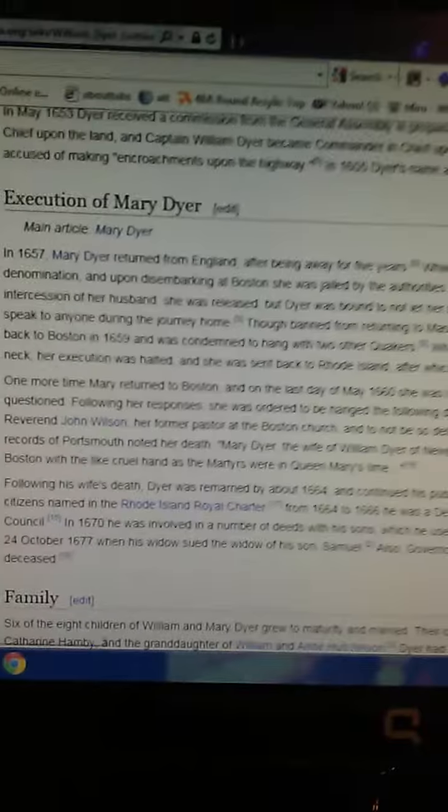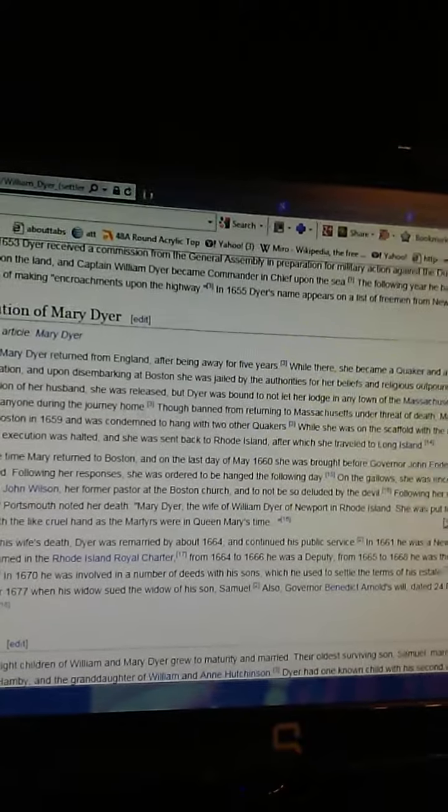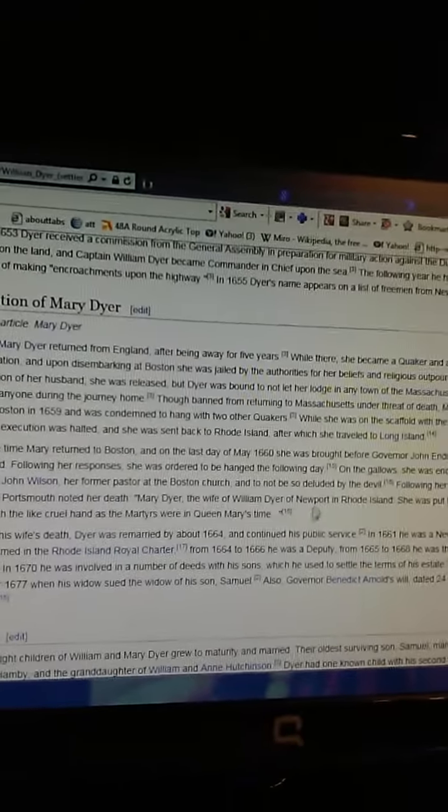But the interesting thing is I've read this article before, not directly related to my family, but I was reading about Puritans or something like that. And I'm pretty sure that his wife became a religious extremist and they ended up executing her. And let's see what community she was in. I think she was in the Quaker community, which my family were Quakers when they came here. Mary Dyer, the wife of William Dyer in Newport, Rhode Island, was put to death at the town of Boston with the cruel hand, like the martyrs in Queen Mary's time. So it probably means she was burned at the stake. Oh my.